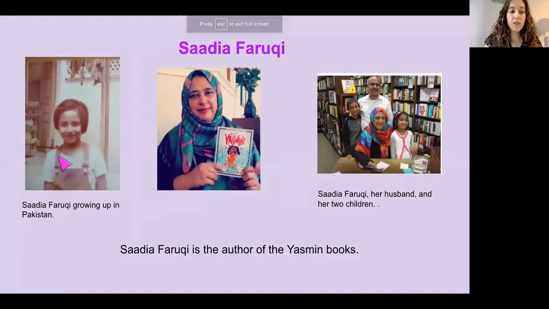Here's a picture of her growing up in Pakistan. We know that she's the author of the Yasmin books. Here's a picture of her holding one of the Yasmin books. And here's a picture of her husband and her two children, and they're at a book signing at a library.